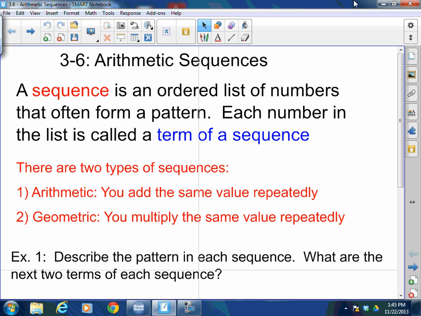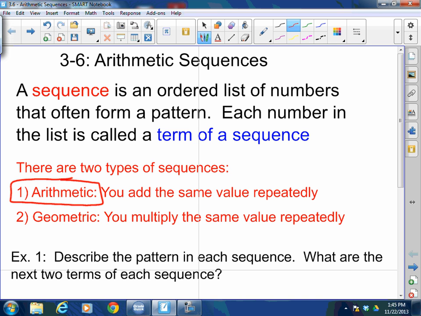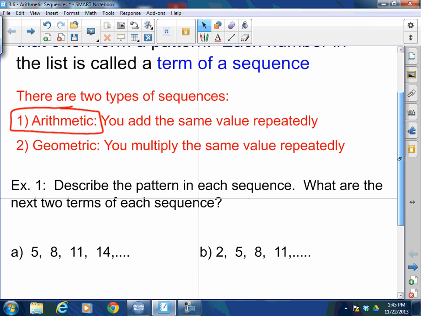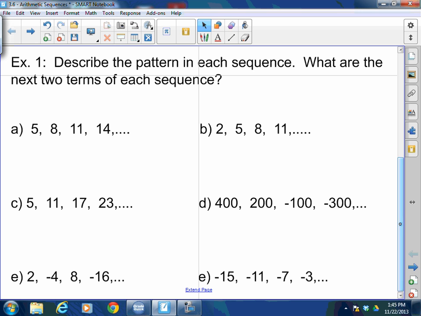A geometric sequence is a sequence in which you multiply the same value repeatedly, whether it be positive, negative, a fraction, a decimal, any real number. In arithmetic, you're adding that real number's value repeatedly. I'm multiplying it repeatedly for geometric. Today, we are only going to focus on arithmetic, but I wanted to show you that there are two types of sequences, arithmetic and geometric. So let's get to it here, guys.